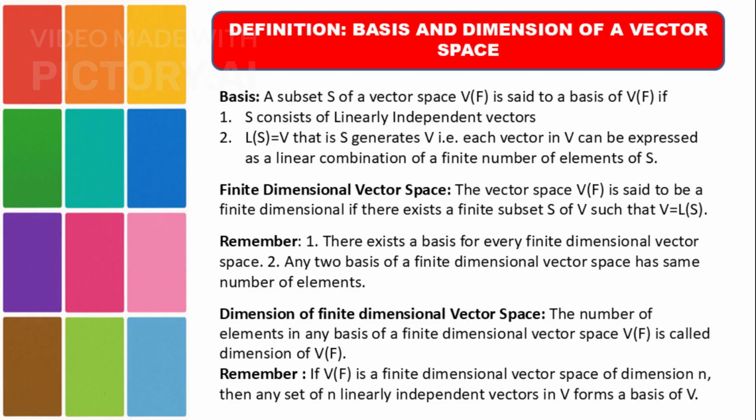Remember, one: there exists a basis for every finite dimensional vector space. Two: any two bases of a finite dimensional vector space have the same number of elements. Dimension of a finite dimensional vector space. The number of elements in any basis of a finite dimensional vector space V is called the dimension of V. Remember, if V is a finite dimensional vector space of dimension n, then any set of n linearly independent vectors in V forms a basis of V.